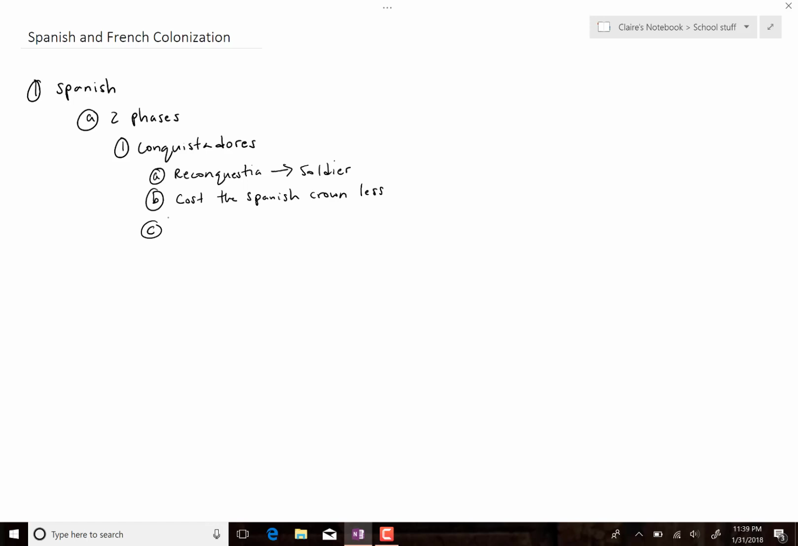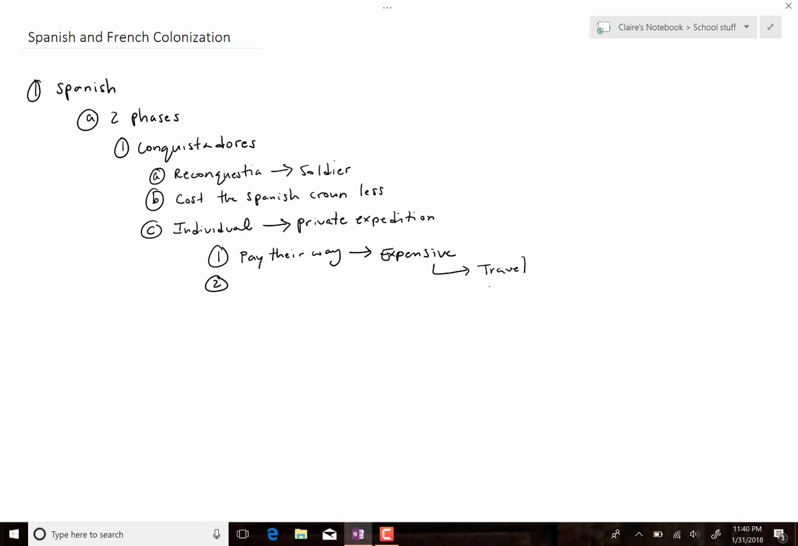How the system worked was essentially that a conquistador was an individual rather than a group, and that they specifically took up a private expedition. And so with a private expedition, what this meant is that they had to pay their way. They had to pay for the costs associated with traveling. And of course, remember at this point, it's extremely expensive. It's not cheap to sail over to the New World. So it's travel, it's your equipment.